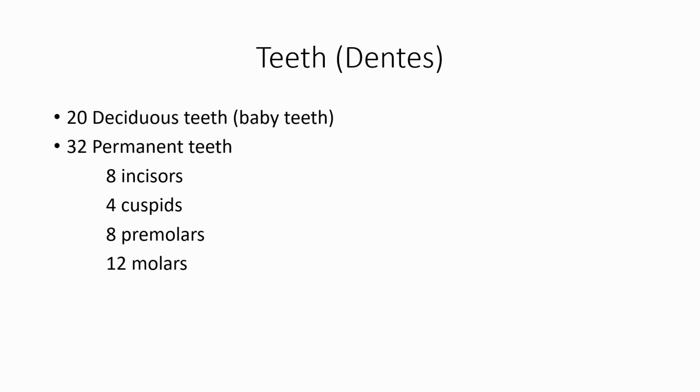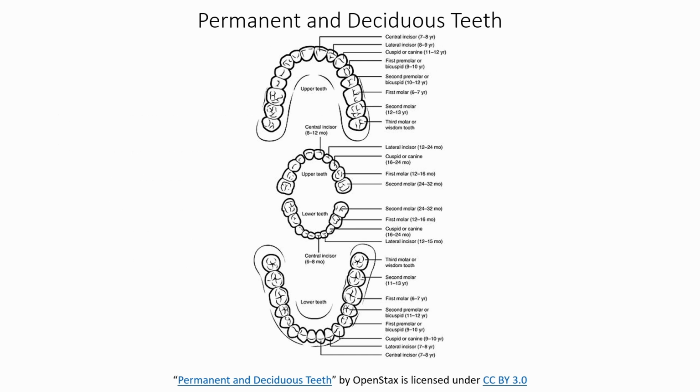Now we also have teeth. As a baby or as a little kid, you have 20 of them. We call them deciduous because you can lose them. So those are your baby teeth. And then you end up with 32 permanent teeth: 8 incisors, 4 cuspids, 8 premolars, also called bicuspids, and 12 molars. And so this is where we would find those, right? So we have the baby teeth in the middle here, and then the adult teeth at the very top and the very bottom.